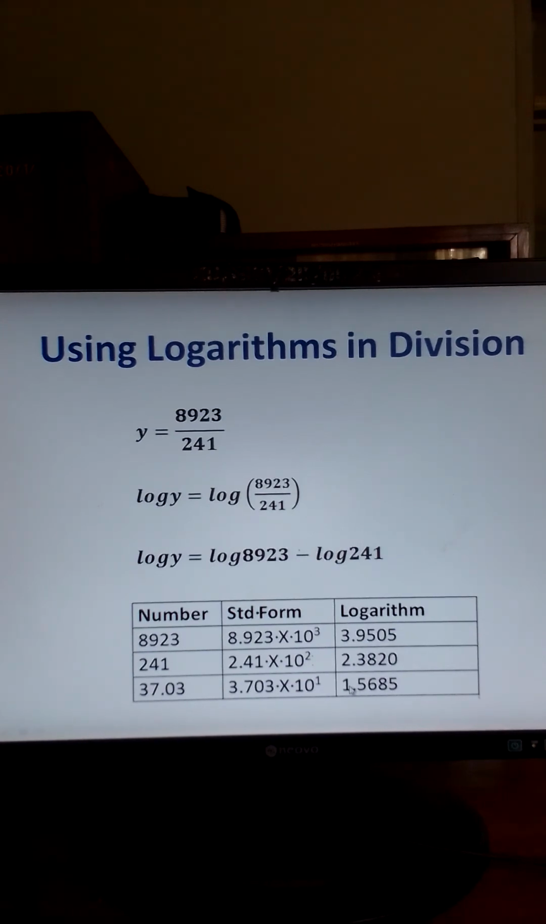Now this one here is actually 10 raised to 1. You write it here, and then this number, you check its anti-logarithm from tables, you get 3.703. So in the usual way, you can write that, 37.03 is the answer. So you can verify that using a calculator. You divide 8923 by 241, you get a number that is almost equal to 37.03. So that's how we can do division of numbers using logarithms.